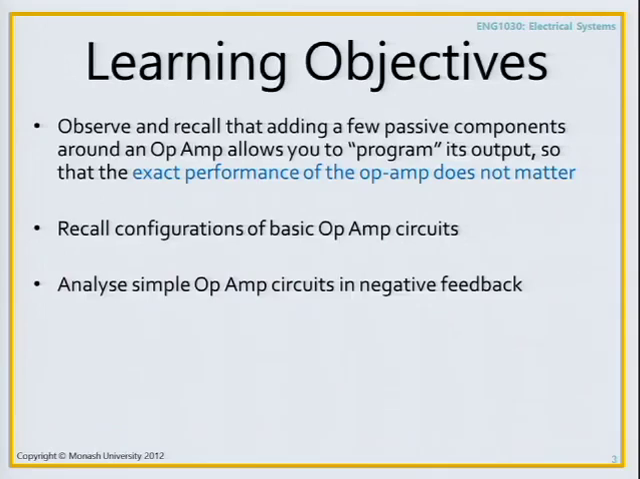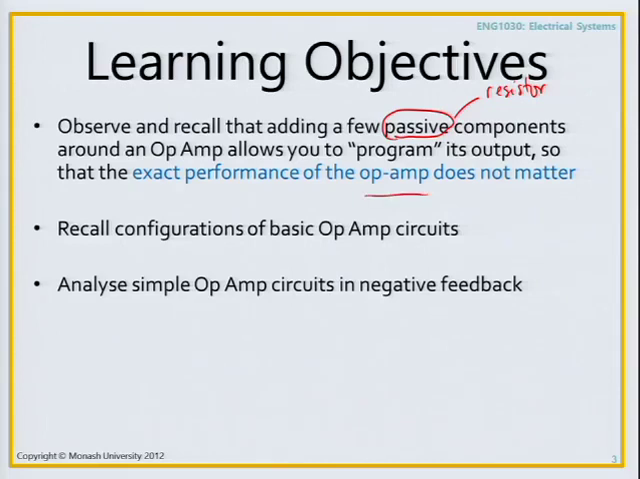Anyway, so what are we doing today? By the end of today, I want you to be able to observe and recall that when you add a few passive components around an op amp, so what key thing here is a few passive components. What is the main passive component you've been using? Resistor, good. So you can add a few resistors around an op amp and it allows you to program its output so that the exact performance of the op amp doesn't matter.